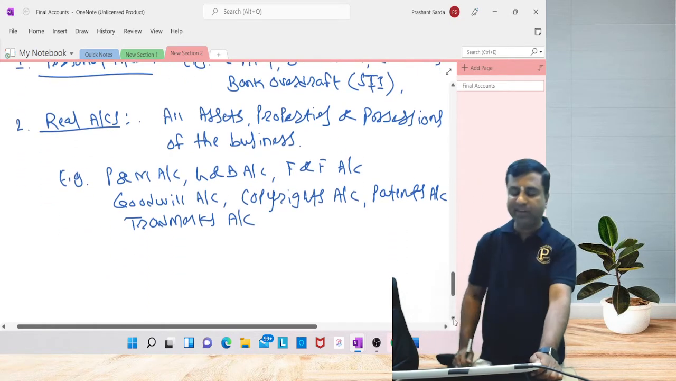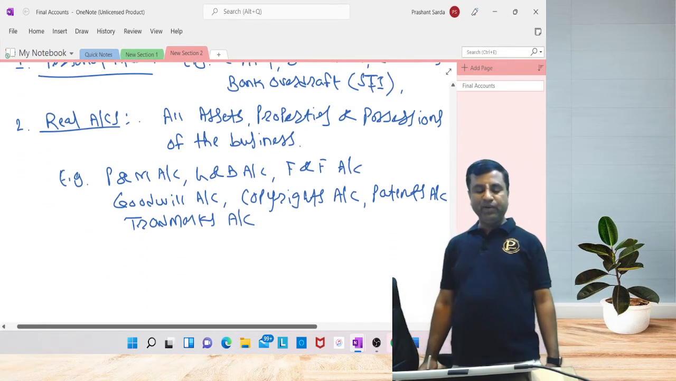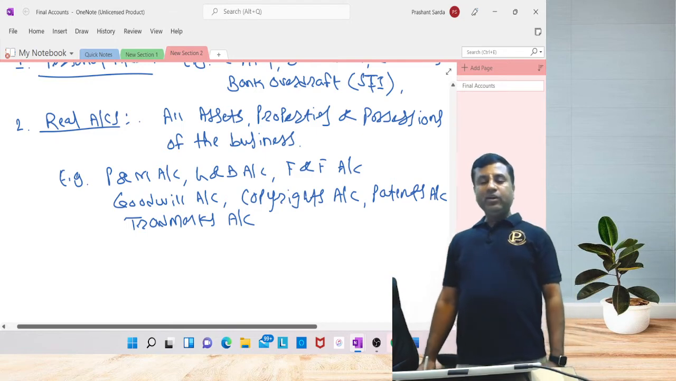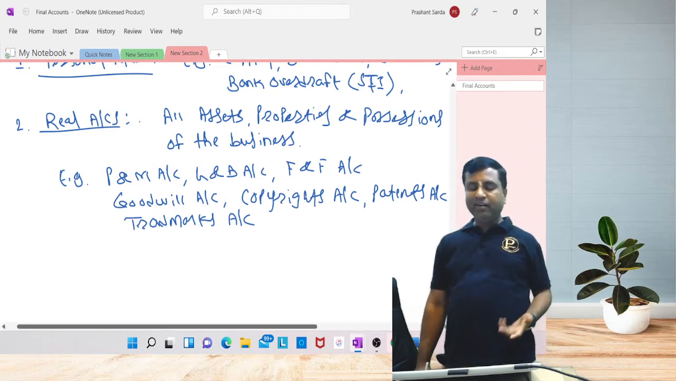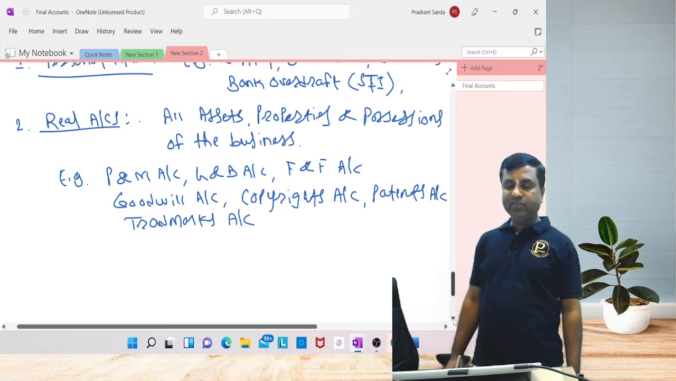Intangibles are nothing but the assets which cannot be seen and touched but which can be felt. So what are real accounts? Real accounts are usually all assets, properties, and possessions of the business. So as soon as assets come up, you can say that these are basically real accounts, except a few personal accounts like debtor.